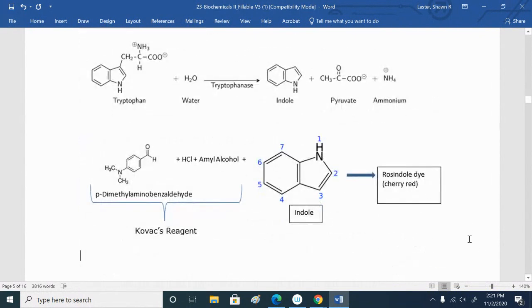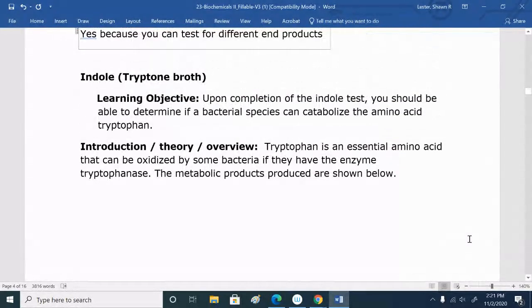So questions? Okay, we'll finish just talking about indole, and then we'll do the rest of the tests on Wednesday and the street plate.